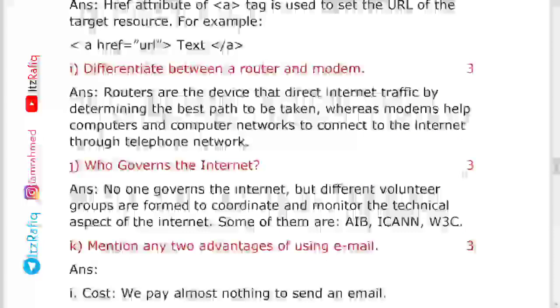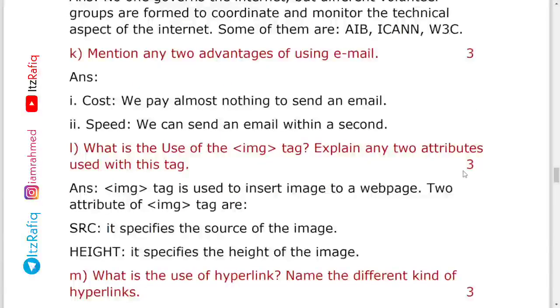Mention any two advantages of using email. Cost, speed. This one you can write. What is the use of the IMG tag? Explain any two attributes. The IMG tag is used to insert an image into a web page. Two attributes are src and height.